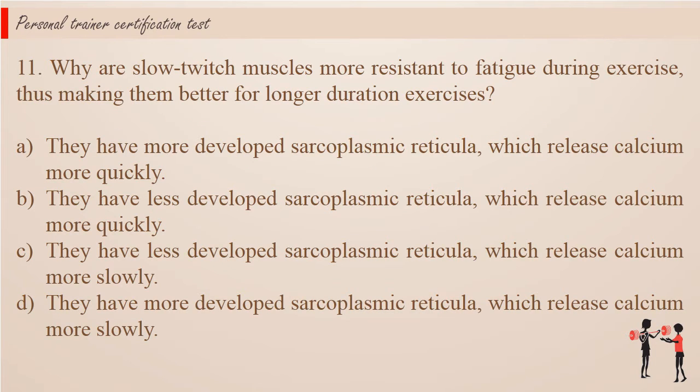Question 11. Why are slow-twitch muscles more resistant to fatigue during exercise, thus making them better for longer duration exercises? A. They have more developed sarcoplasmic reticula, which release calcium more quickly. B. They have less developed sarcoplasmic reticula, which release calcium more quickly. C. They have less developed sarcoplasmic reticula, which release calcium more slowly. D. They have more developed sarcoplasmic reticula, which release calcium more slowly.